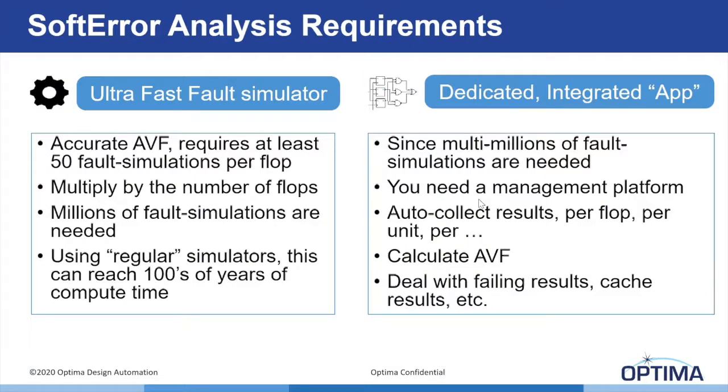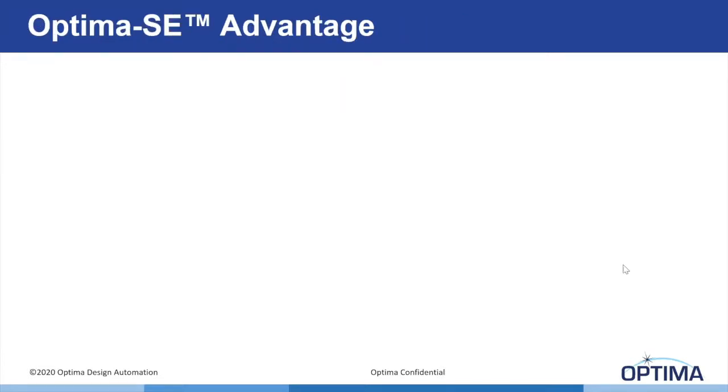So what is the requirement of this software analysis? You need an ultra-fast simulator like Optima SE and a dedicated integrated app like Optima Safety Platform. You need the fastest simulator because accurate AVF calculation requires 50 fault simulations per flop, multiplied by the number of flops, which means millions of fault simulations, and regular simulators will take a long time. You need a dedicated integrated app like OSP because you need to do multi-million simulations, and you need a management system so that you can collect all the results of the flops and calculate the AVF.